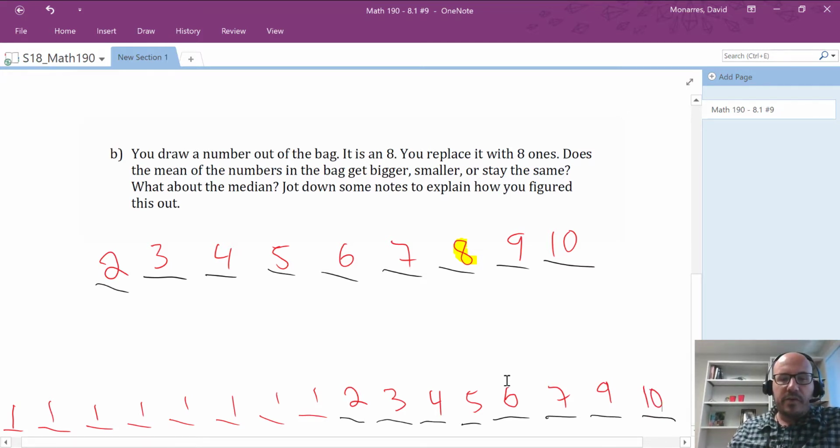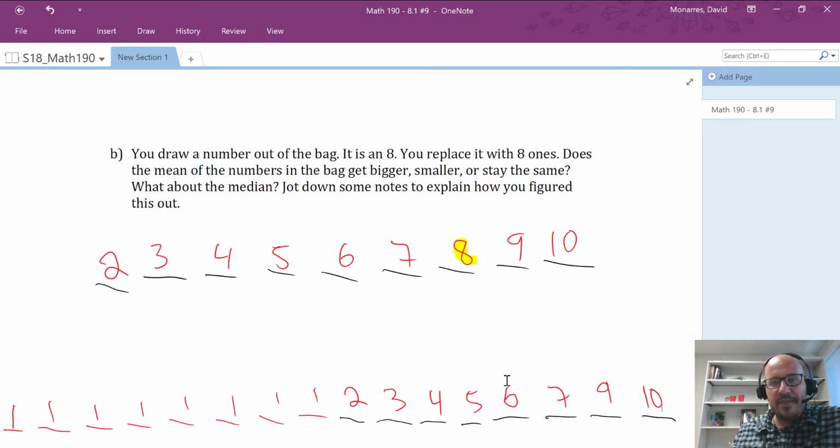Okay, so I want you right now to compute the mean and the median, noting, or basically answering this question: is the data set the same size? And does it appear that the 6 is still in the center of the data set like it was before? Go ahead, pause the video and compute those numbers now.